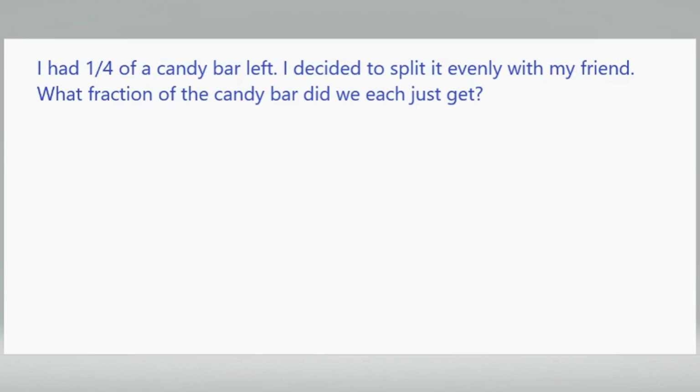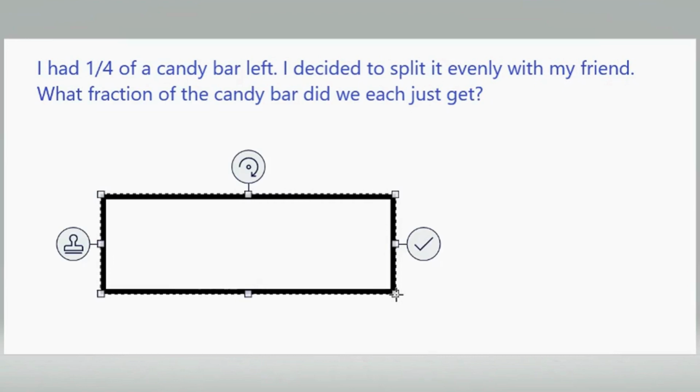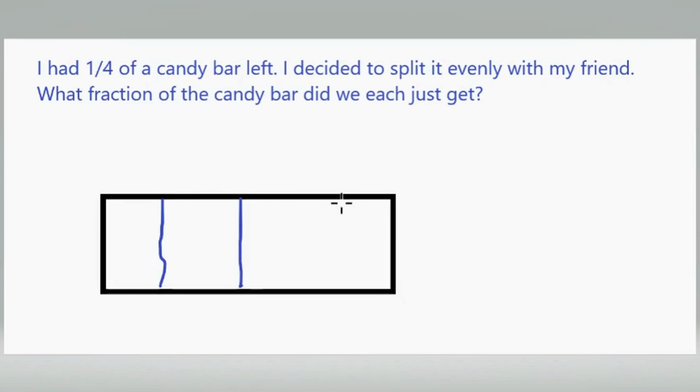So first, I'm going to go ahead and draw a candy bar. Okay. And then I'm going to split it into 4. Okay. So we only have 1/4 left, right? So only one of these fourths is left. So these other ones we're not using anymore because they're already gone. But if I split it evenly with one other person, it's like saying that we're splitting it in two, right?